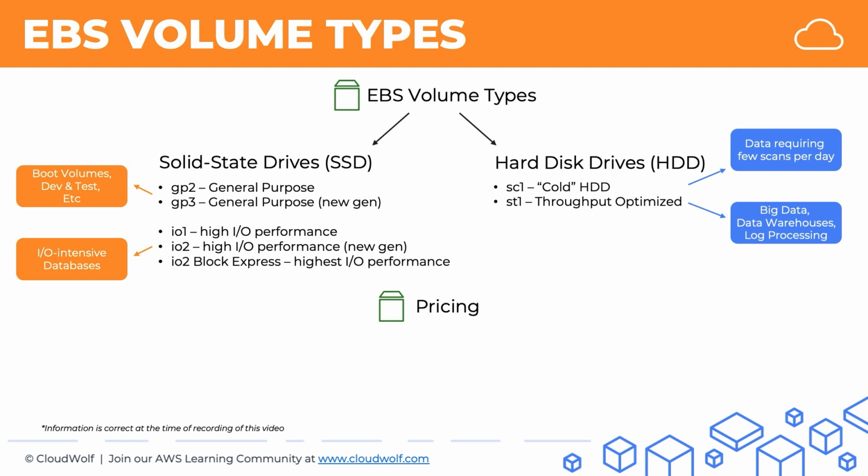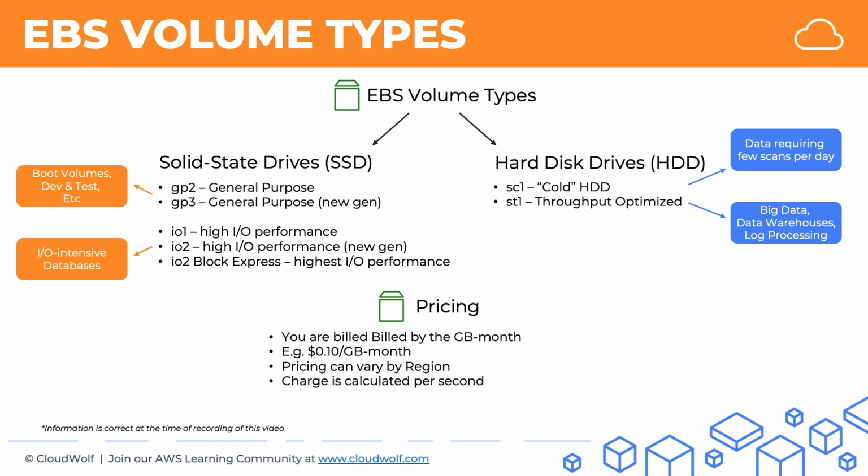In terms of pricing, you are billed by the gigabyte month, for example, 10 cents per gigabyte month. Pricing can vary by region, and the charge is calculated per second. And note that for some volume types, there is also a throughput and an IOPS charge, but this is out of scope for the exam.